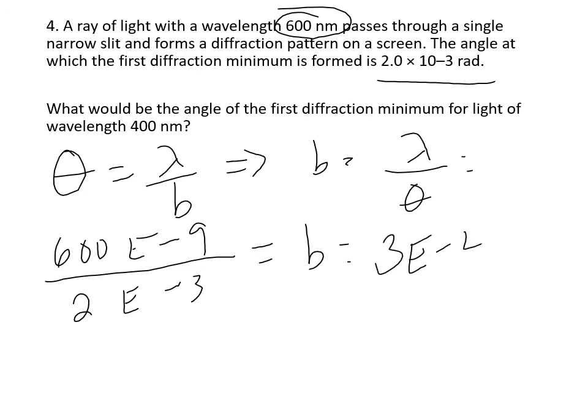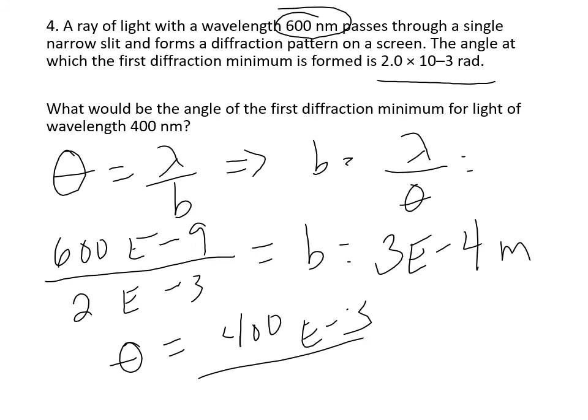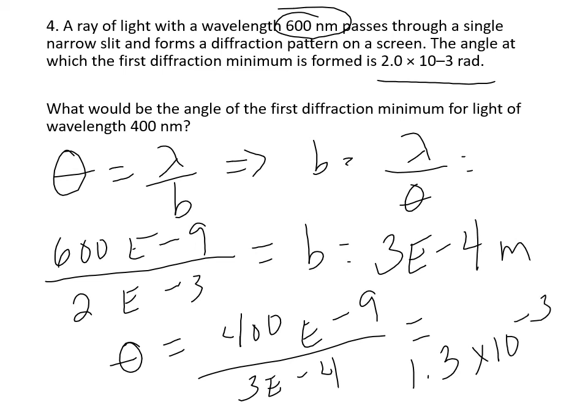3e-4 meters. So the angle for the first diffraction minimum with 400 nanometers, theta is 400e-9, that's 400 nanometers, e-9, divided by 3e-4. 400 nanometers divided by the slit width, the angle would be 1.3 times 10 to the negative 3 radians.